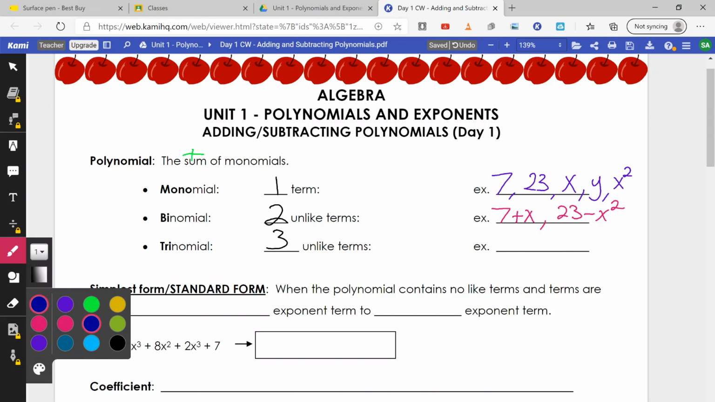And last, our trinomial, we have three unlike terms. This is where we start really getting into exponents. They typically look like x squared plus x plus 3. So yes, we have the variable x in there twice, but the one is being squared. So the first term is x squared, the second term is x, the third term is 3. They are not alike. So trinomial there.